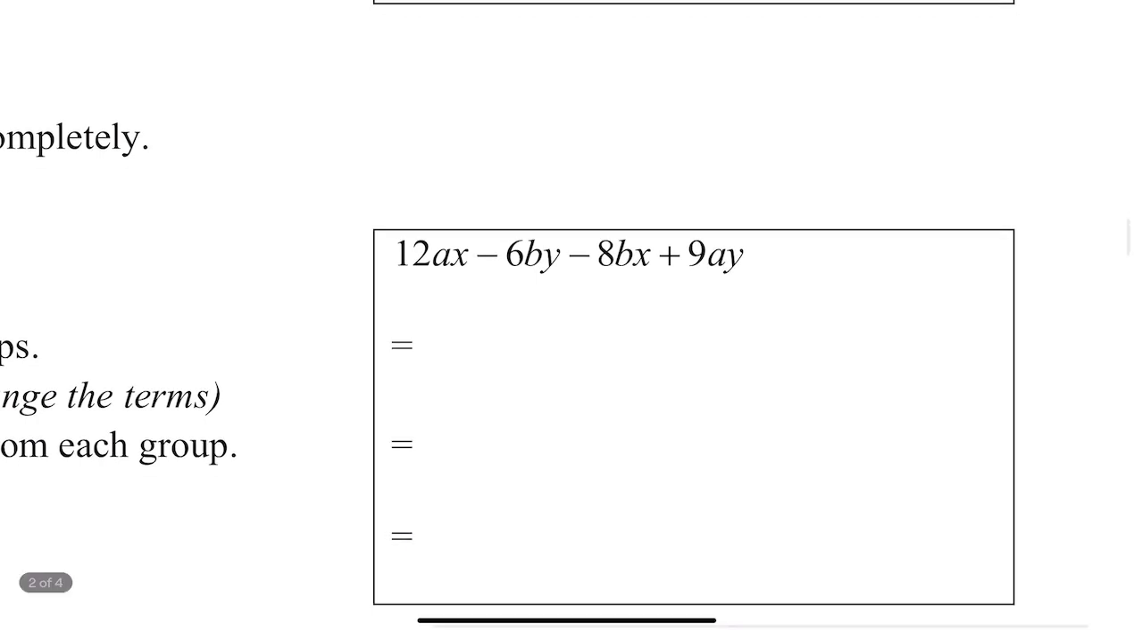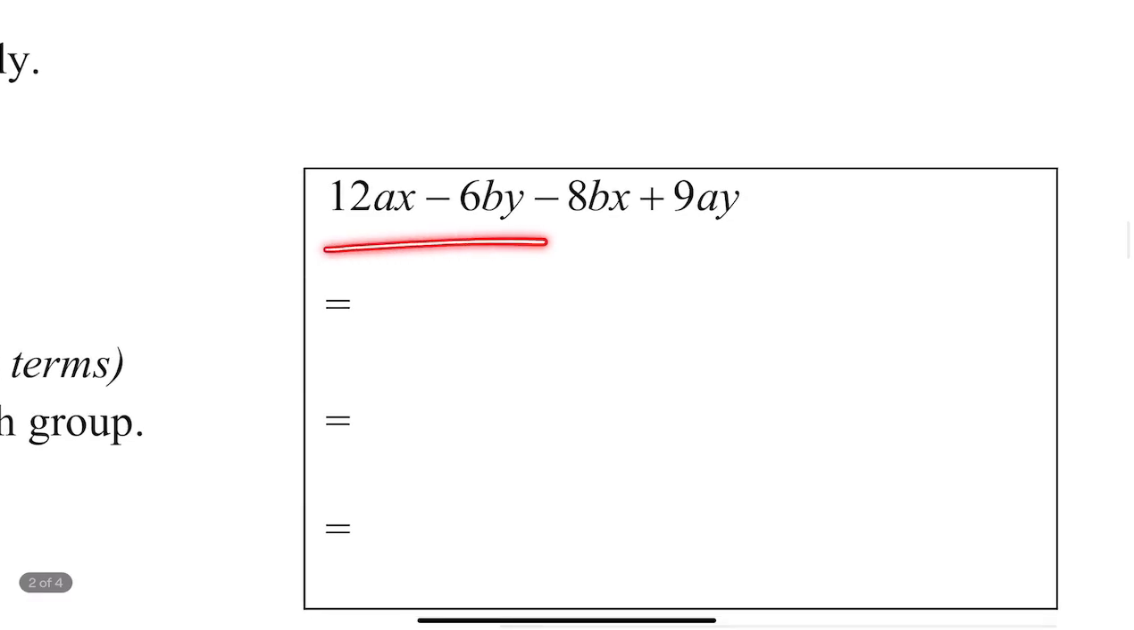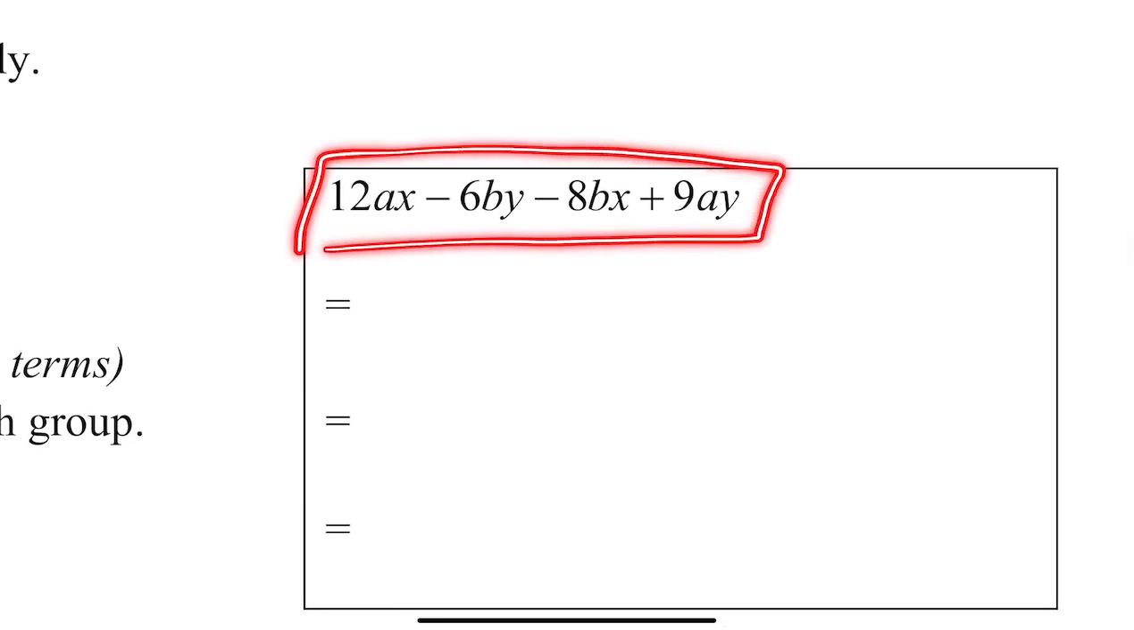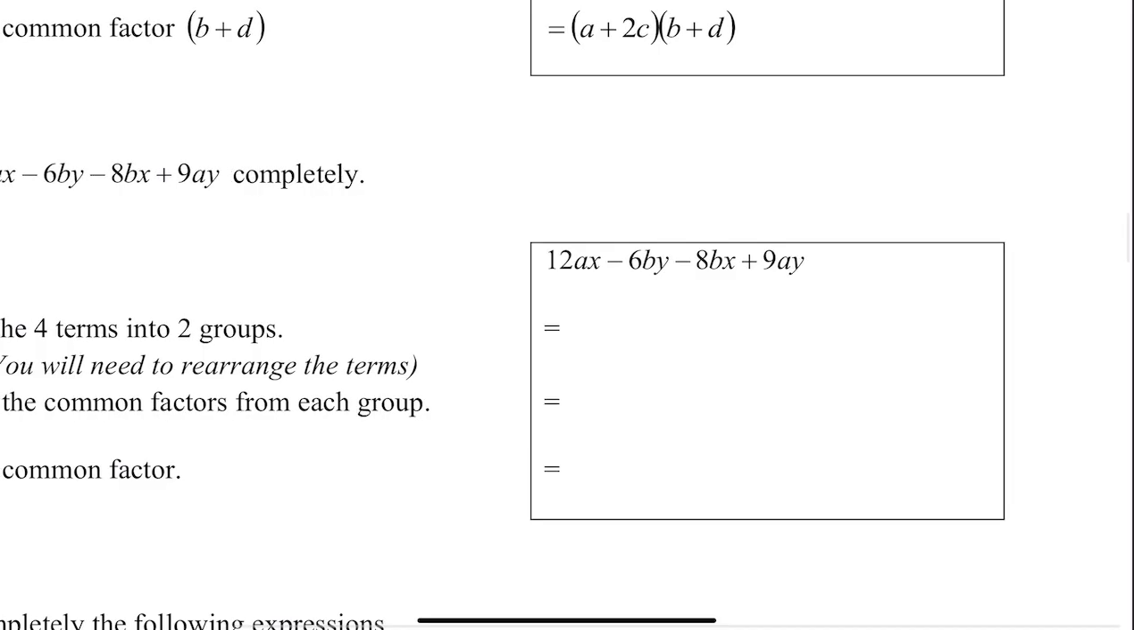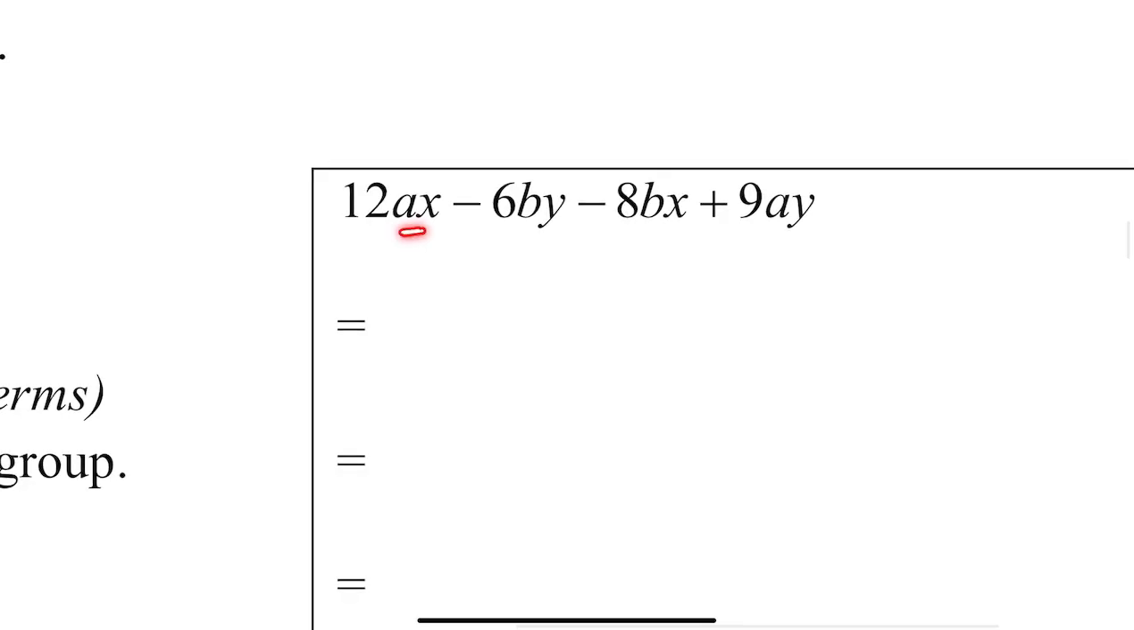I have 12ax minus 6by minus 8bx plus 9ay. How do I factorize this? So over here, step 1, I will try to group the 4 terms into 2 groups. So I look at the first 2 terms over here, ax and by. I don't see any common factors, right? Any common letters. But if I look at ax over here, I see that the third term has an x. So therefore what I can do is to rearrange the terms.